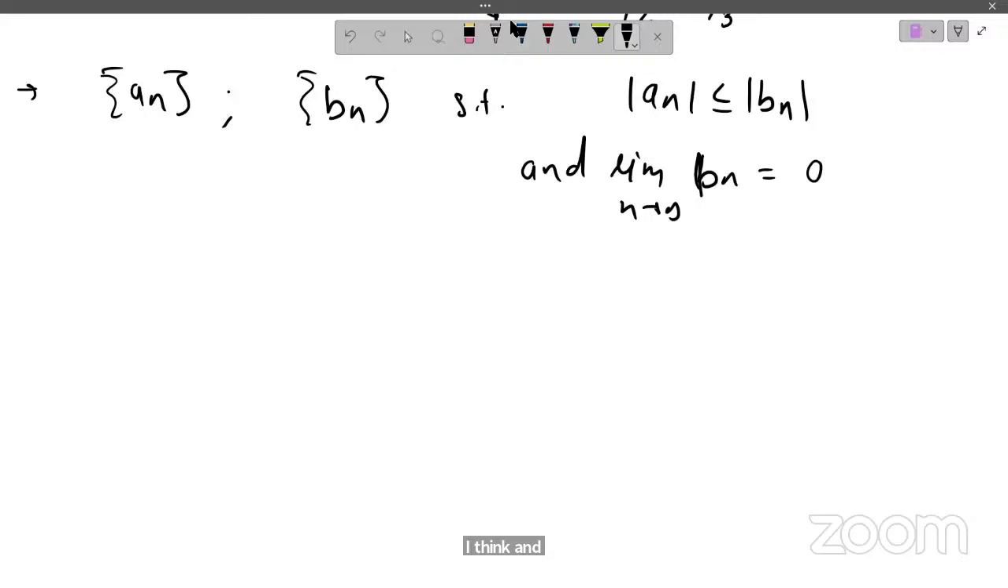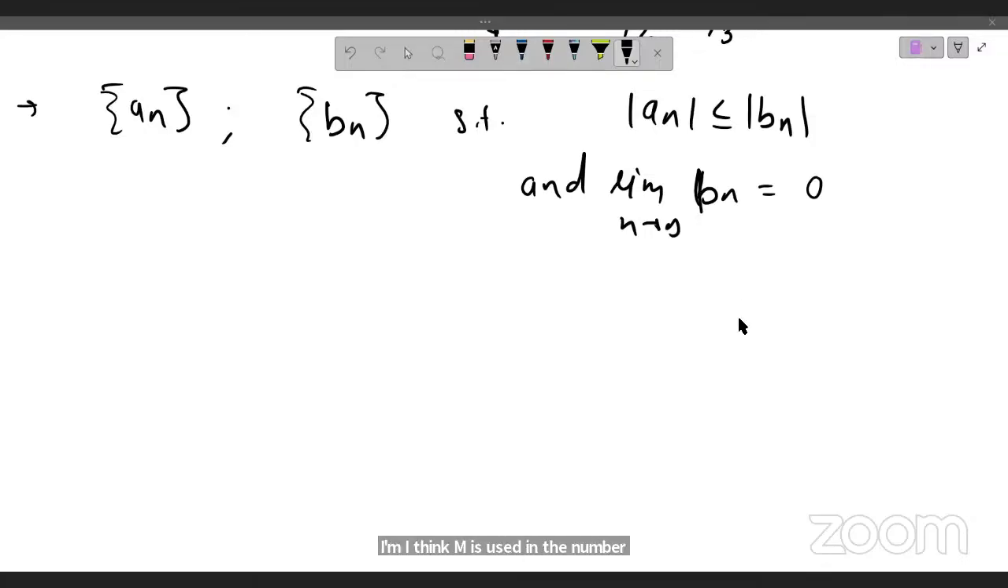I mean, what they are saying is that there exists an m such that mod of an is less than or equal to mod of bn for all n greater than or equal to m, where m belongs to the natural numbers. First, what happened now? Let me explain it.